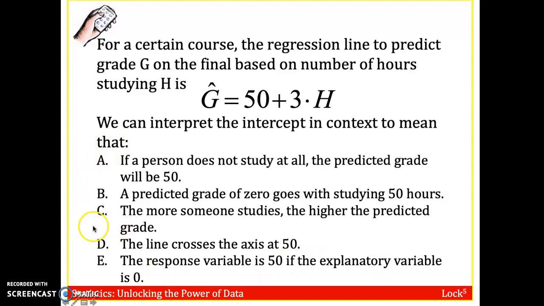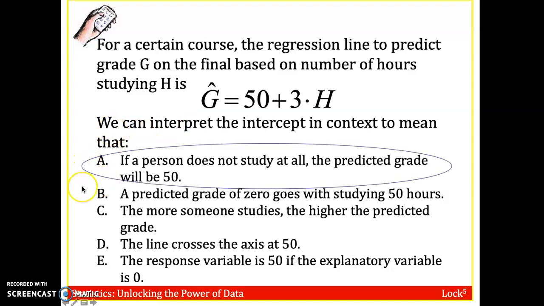All right, now I want to go through this list and see which of these are accurate. But first, a good interpretation for this is A. Think about if H is 0, that would mean someone doesn't study at all. Then you just have 50. The predicted grade will be a 50 in the final exam.